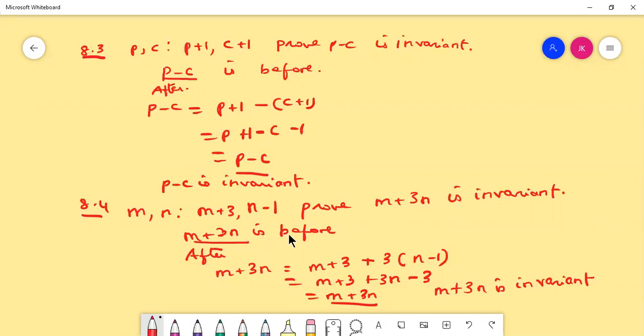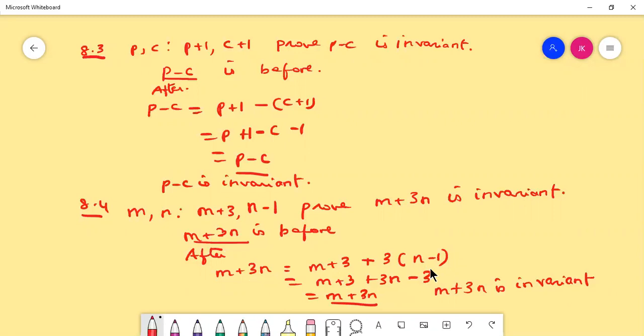m plus 3n. After substituting this value in this expression, I should get back m plus 3n. So that is the meaning of invariant. What is the value of m now? m plus 3. What is the value of n now? n minus 1. So 3 into n minus 1.